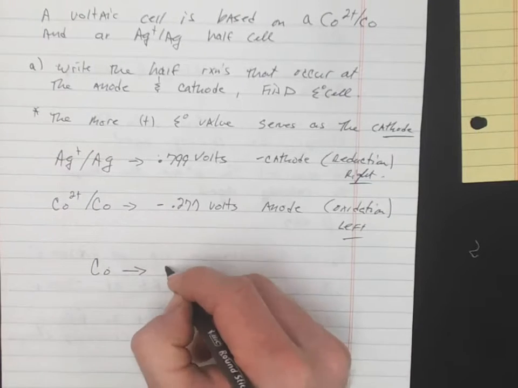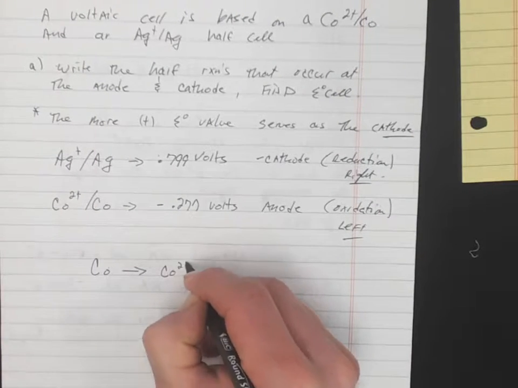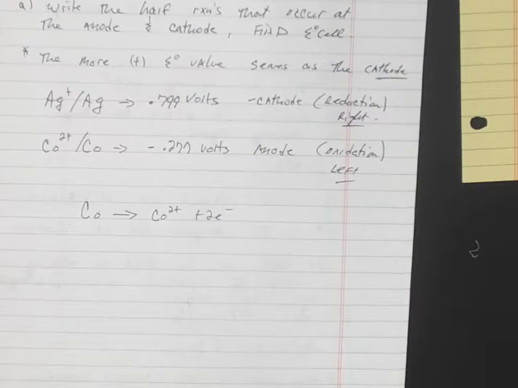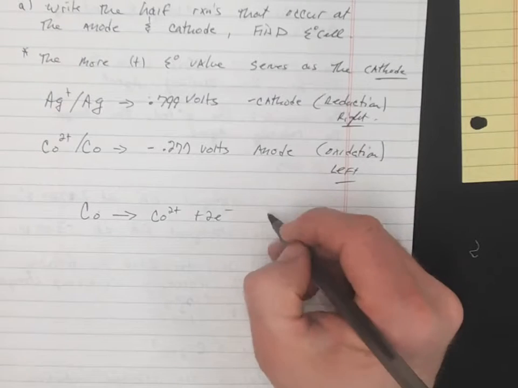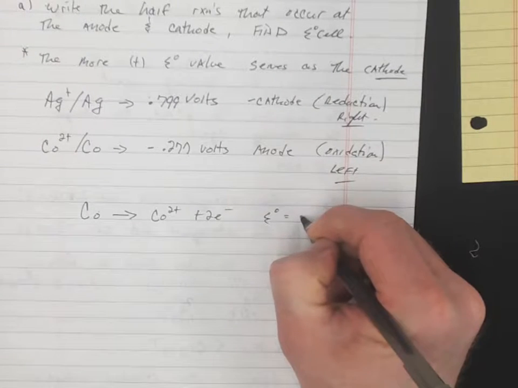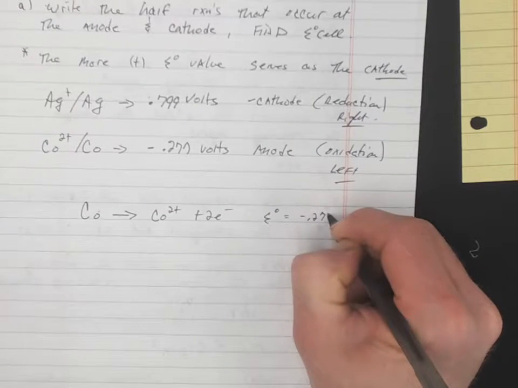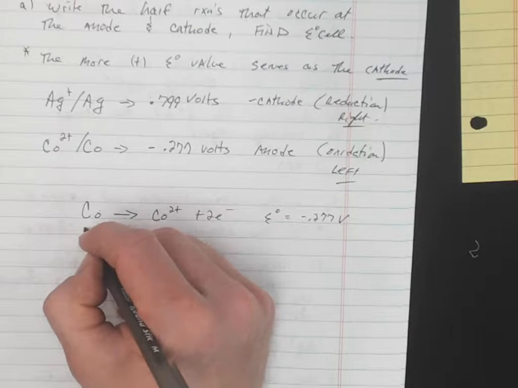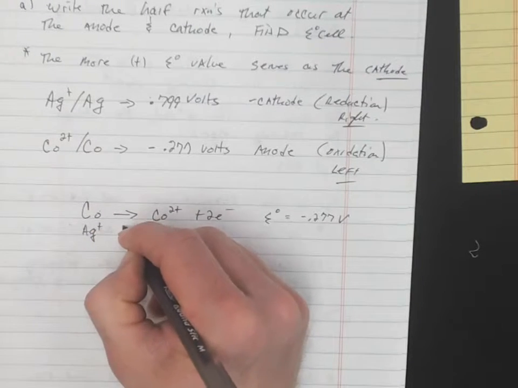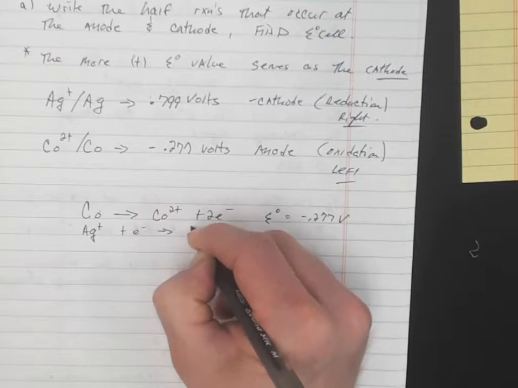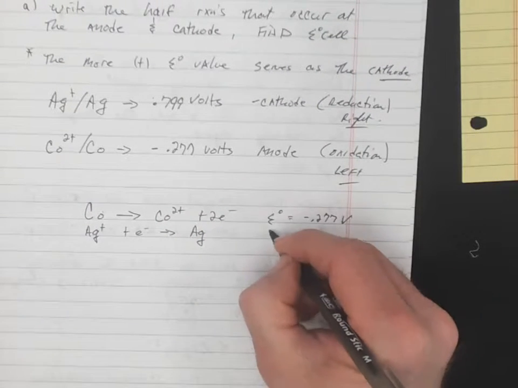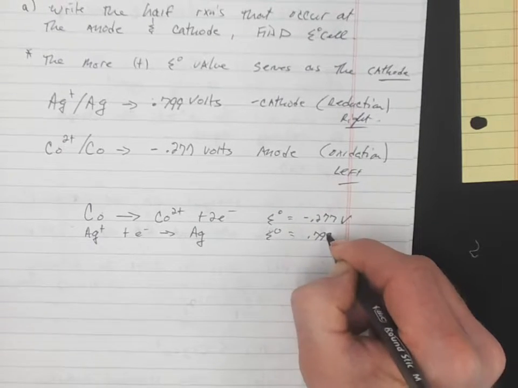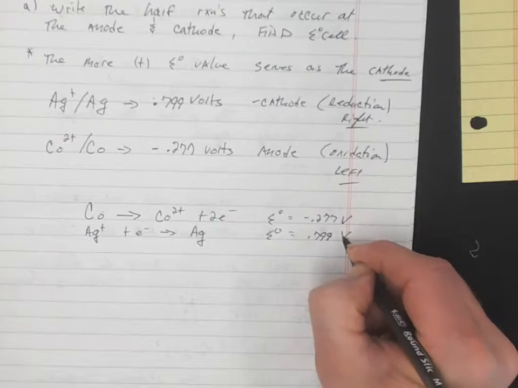Yep, yields. You got it. CO yields CO2 plus 2 electrons. And E naught here is equal to negative 0.277 volts. And what about for the cathode? Plus, yields. You got it. And the E naught here is going to equal 0.799 volts.